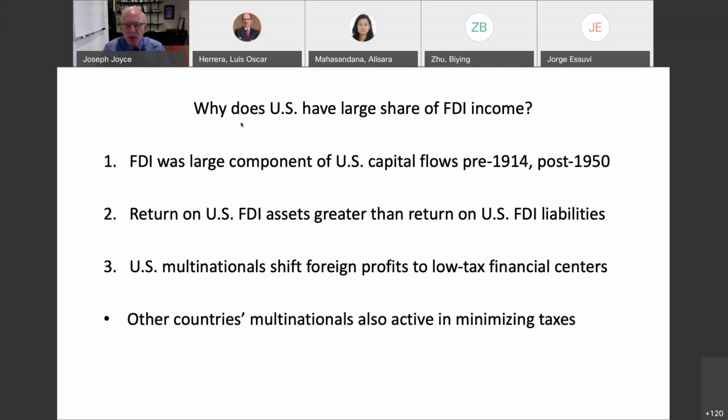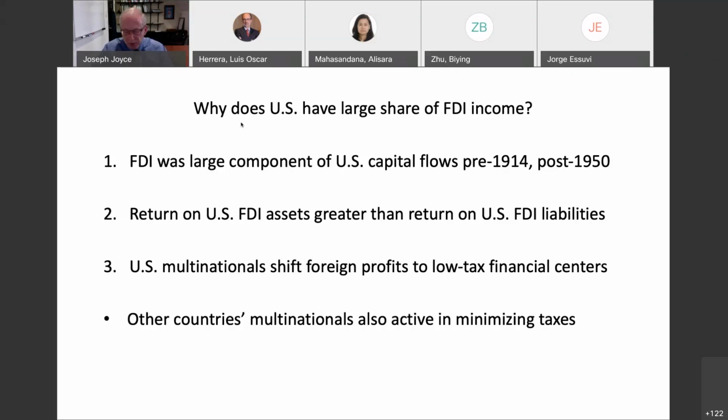At least part of the answer is number three, the fact that US multinationals shift their foreign profits to low tax financial centers. So US firms are very good at figuring out which countries would give them the most profits post-tax. I want to point out, however, it's not just US multinationals that do that. Other countries have multinationals that are also active in minimizing taxes. And I'm thinking in particular of France and Germany. So this is not a unique US phenomenon.